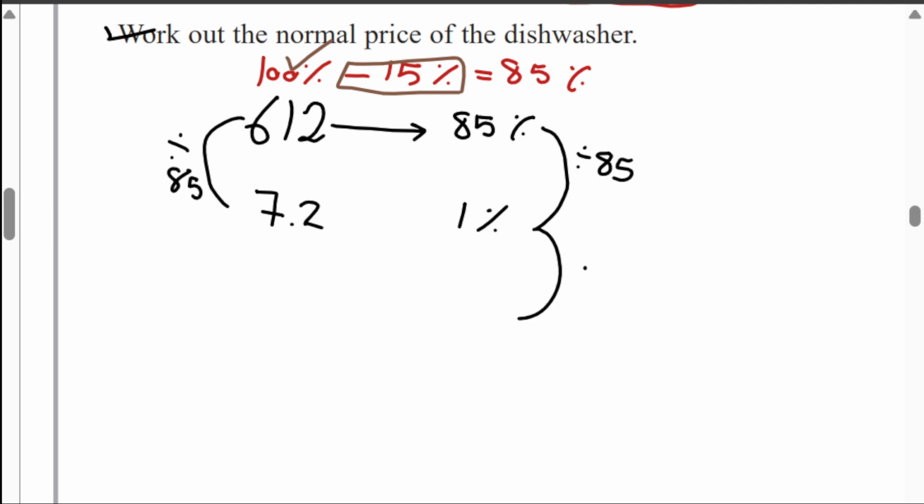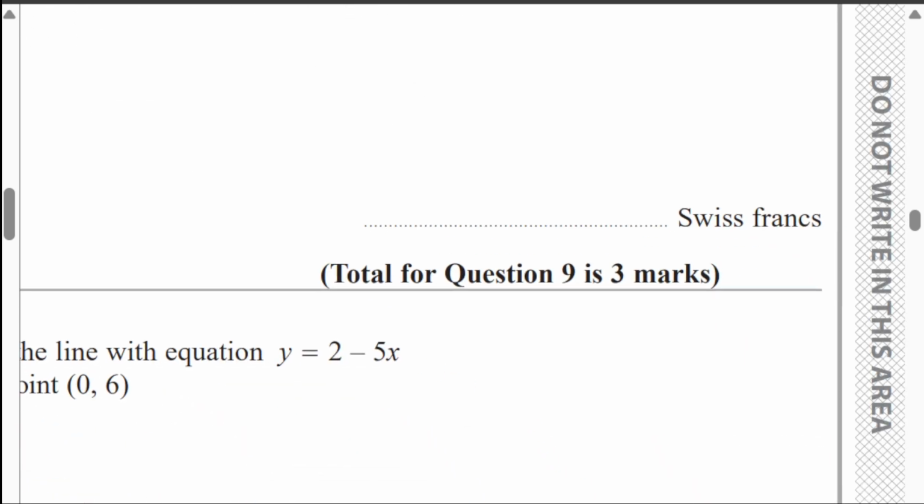And the question wants you to find 100%, so you multiply by 100. 1% times 100 is 100%. 7.2 times 100 is the answer. It's 720 Swiss francs. So what's the normal price? It's 720. And that's your 3 marks. How easy? Did you get it?